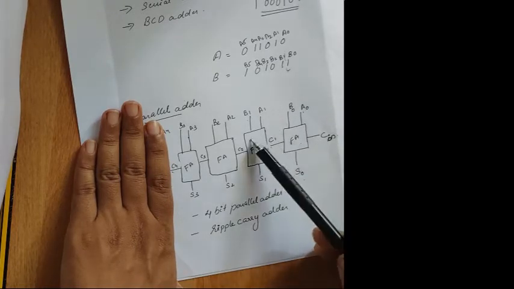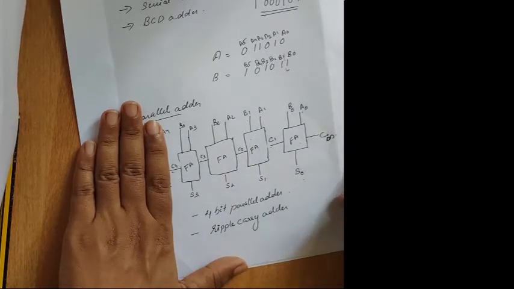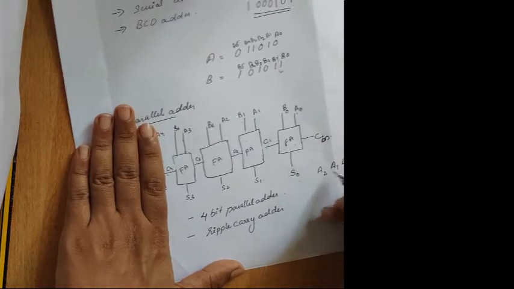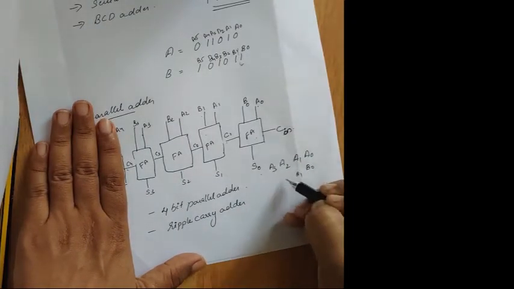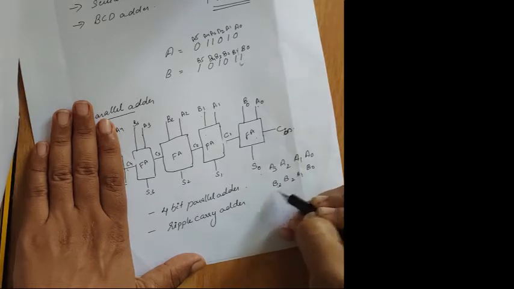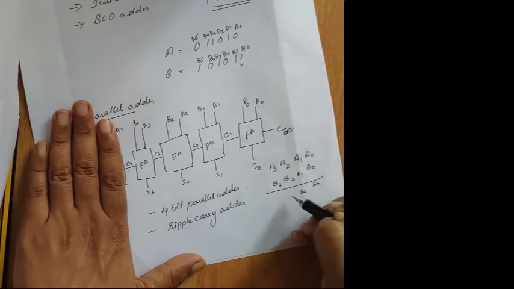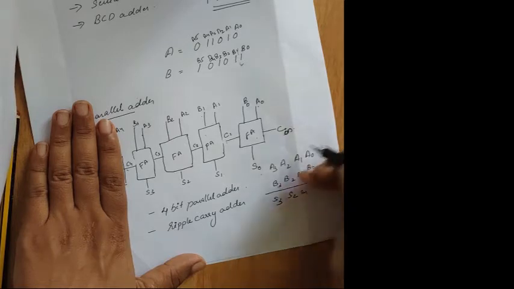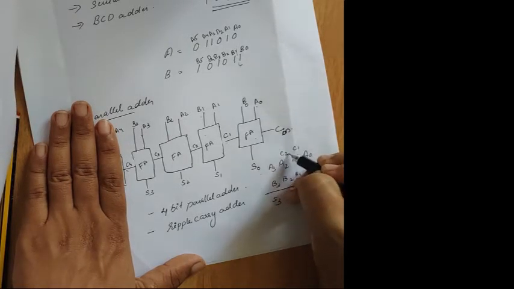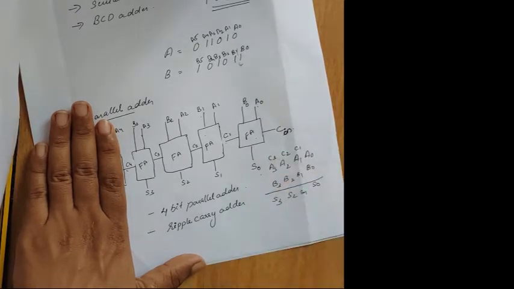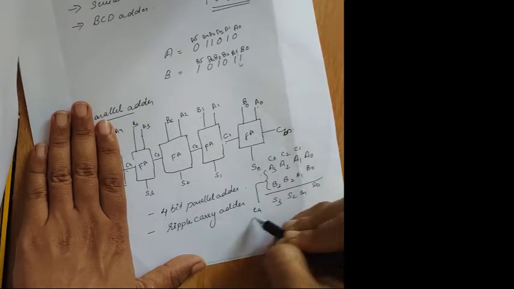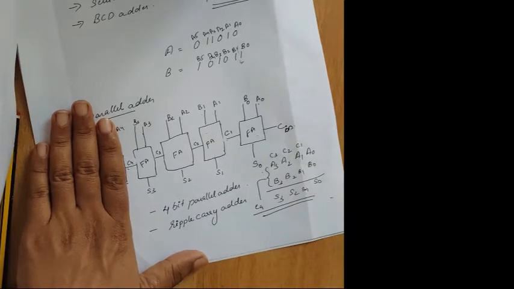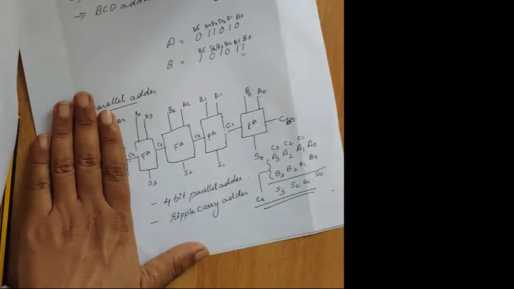A0, A1, 4-bit, only 4 data will be there: A0, A1, A2, A3, B0, B1, B2, B3. You will add, you will get S0, S1, S2, S3. Your carry will be C1, C2, C3, and the output of these carries will go to C4. This is how you have to draw.